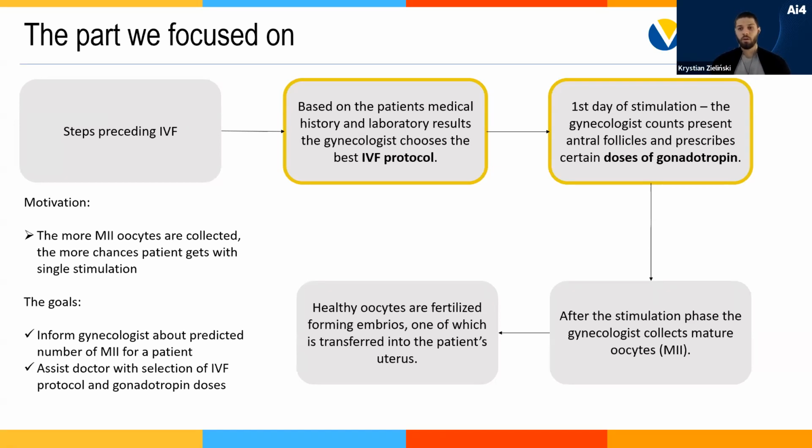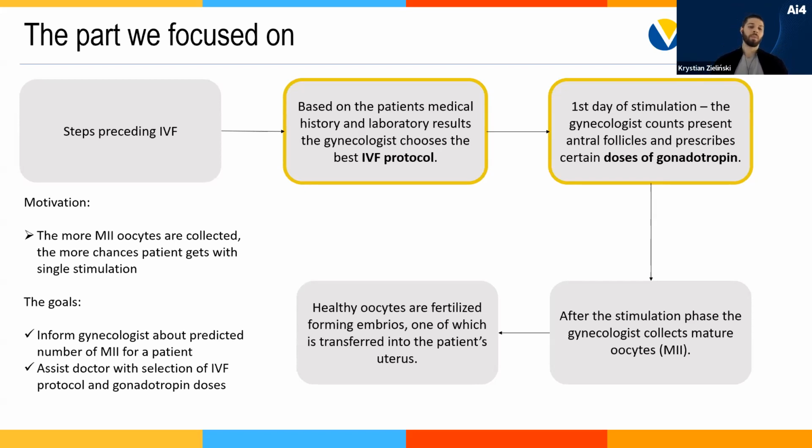Gonadotropin is a hormone that helps to produce M2s, so those are mature oocytes, also commonly known as eggs. So after the stimulation, this whole process, those mature oocytes are being fertilized, forming embryos and transferred into the patient's uterus. So why did we actually focus on those two steps related to the stimulation?